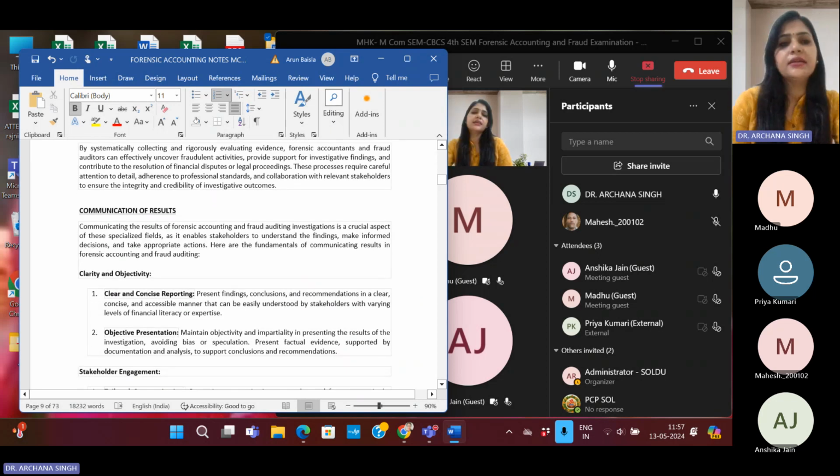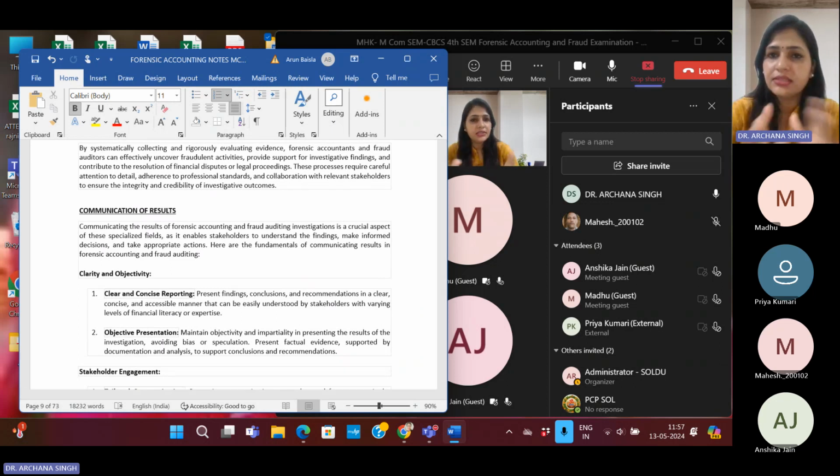Evidence collection and evaluation. The last topic of this first unit is, after doing these things, the last step is to communicate the results of that investigation. Communication of the results of forensic accounting and fraud auditing investigation is a very crucial aspect of these specialized fields. Why? Because it enables the stakeholders to understand the various findings, to make informed decisions, and to take appropriate actions.